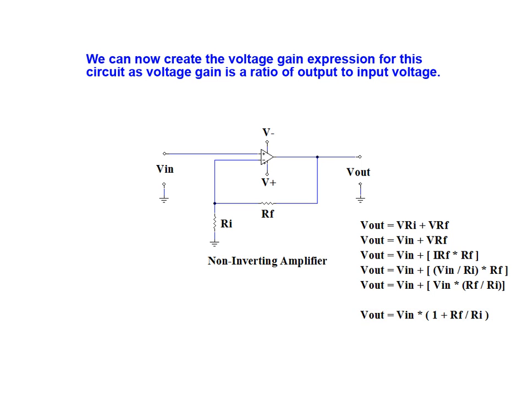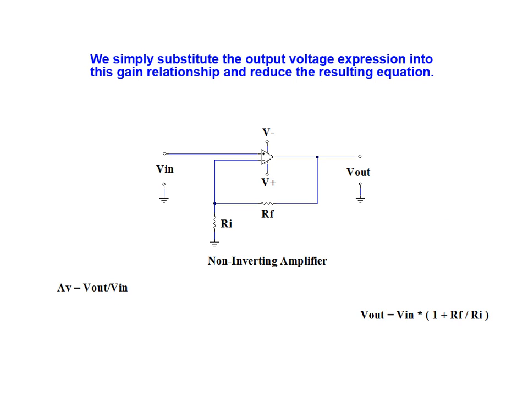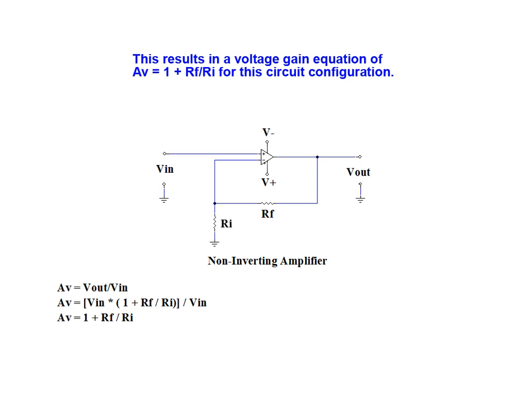We can now create the voltage gain expression for this circuit, as voltage gain is a ratio of output to input voltage. We simply substitute our output voltage expression into this gain relationship and reduce the resulting equation. This results in a voltage gain equation of AV equals 1 plus RF over Ri for this type of circuit configuration.